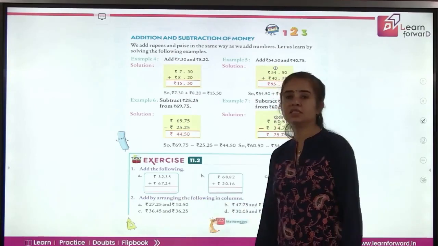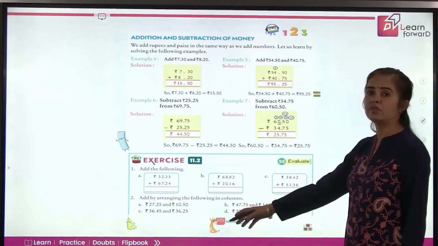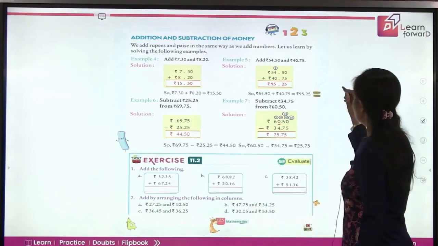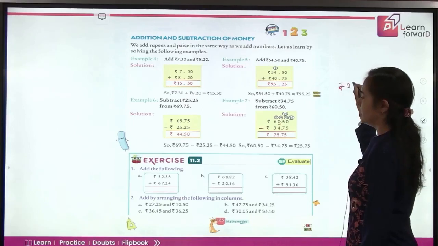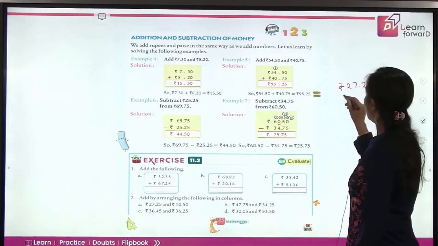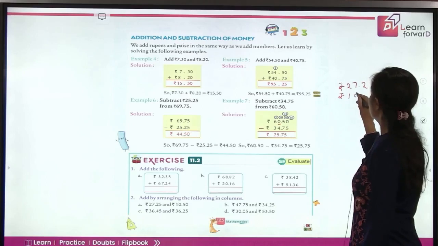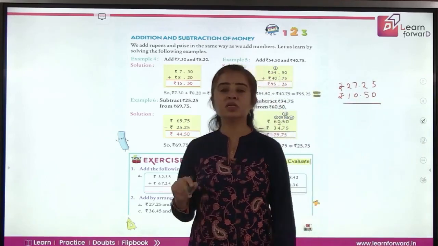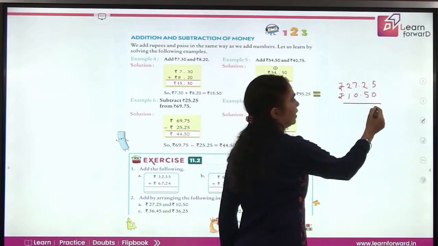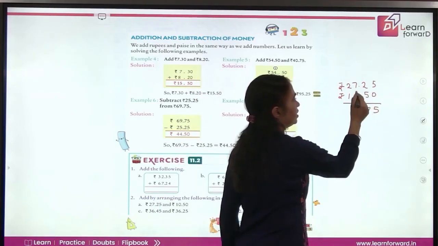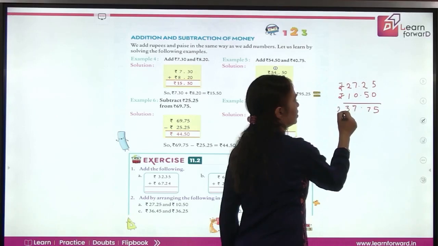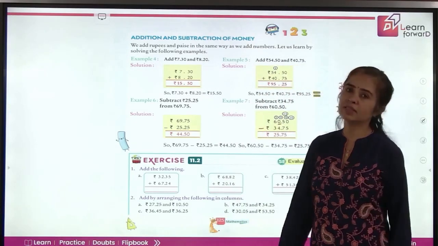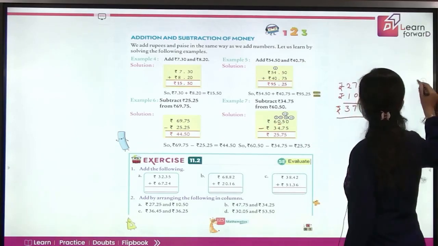Let's see how to write this. Here also you'll have to add the values. So, let's write rupees 27.25 and rupees 10.50, children. Make sure that point should come just below point. Now, start adding. Now, bring point here just below it. So, your answer is rupees 37.75. That's it. This way, you'll be doing the other parts also.